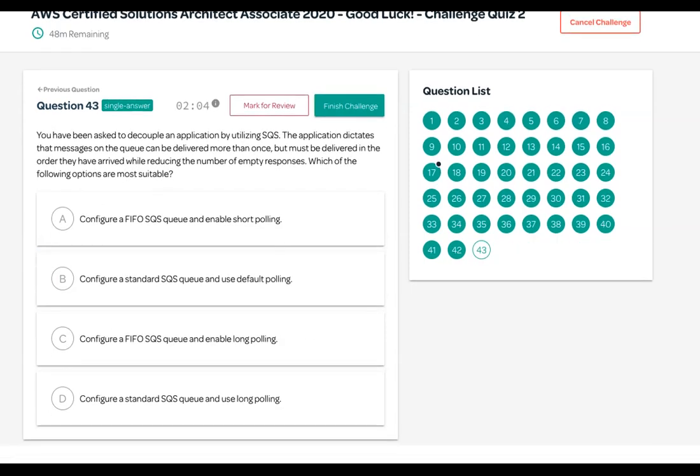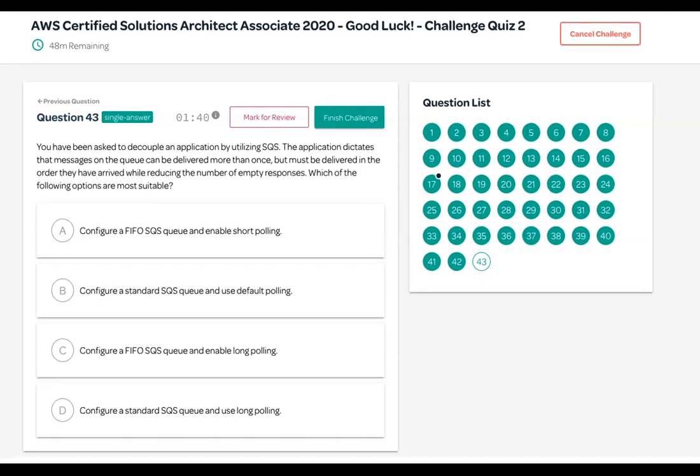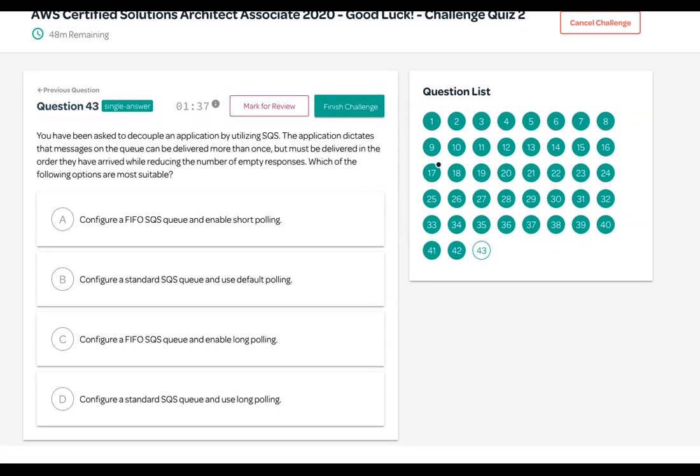And our last question for this prep quiz is, you have been asked to decouple the application by using SQS. The application dictates that messages on the queue can be delivered more than once, but must be delivered in the order they have arrived while reducing the number of empty responses. Which of the following will you do? So first thing is FIFO. There is a standard queue and the first in first out. That would have the sequence. Now they also want you not to waste CPU cycles. You will go with long polling. This should be the answer.